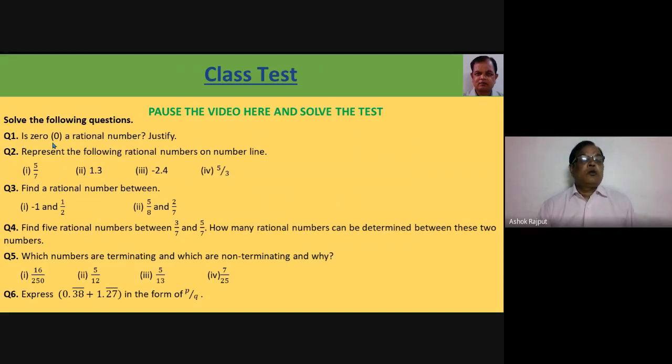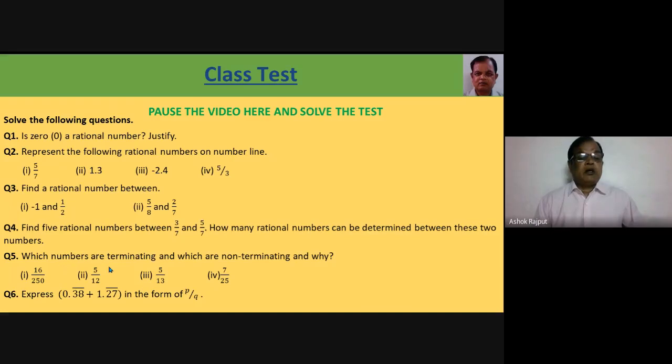Is zero a rational number? Justify. In the example we have written 0 is a rational number, but there is need to justify it. So we will justify it and represent the following rational numbers on number line. So as we have explained in the theory, find the rational number between these rational numbers. Only one rational number you will find between this and this. Here 5 rational numbers as we have worked out in the theory also.